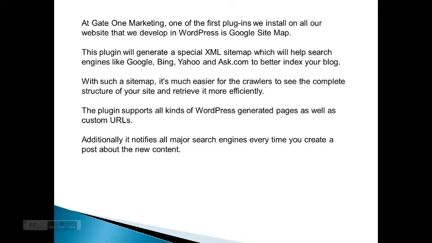So at Gate 1 Marketing, one of the first plugins we install on all the websites that we develop in WordPress is a Google sitemap. This plugin will generate a special XML sitemap which will help search engines like Google, Bing, Yahoo, and Ask to better index your blog. With such a sitemap, it's much easier for the crawlers to see the complete structure of your site and retrieve it more efficiently.